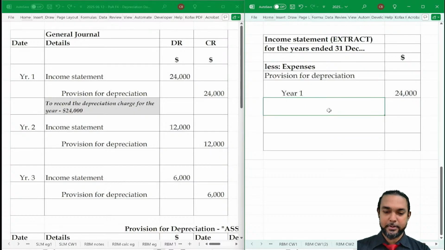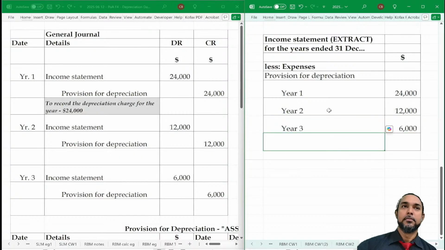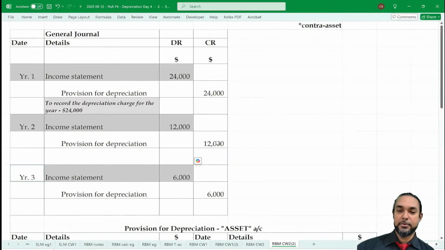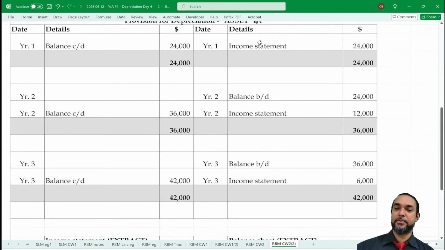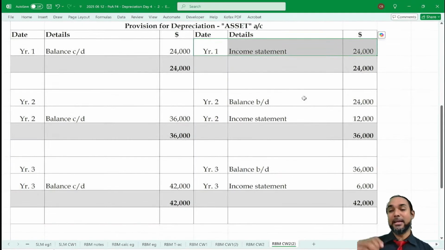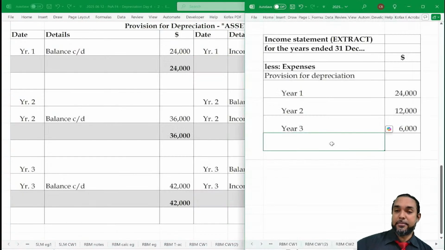All right. Let's see. So in year 2 now, what do we have? 12,000. And in year 3, what do we have? 6,000. That's all. The income statement extract is what some people like because in some cases it's the easiest. You could also have used the T account to populate it, because if you notice in the T account, it says income statement 24, income statement 12 in year 2, and income statement 6 in year 3. So you could have also pulled the information from the depreciation T account, because it's the same information you would have used.